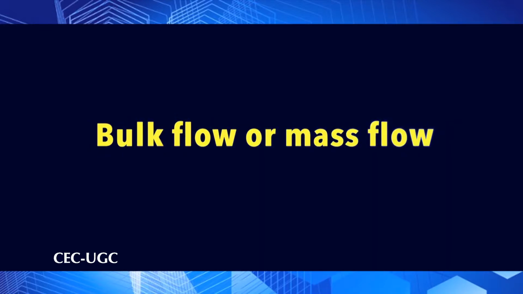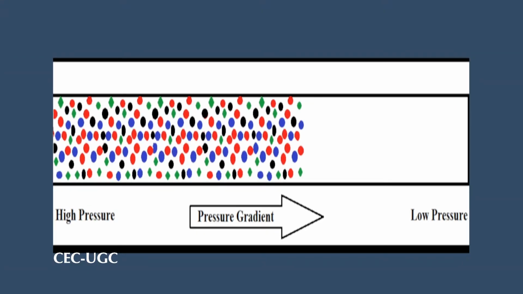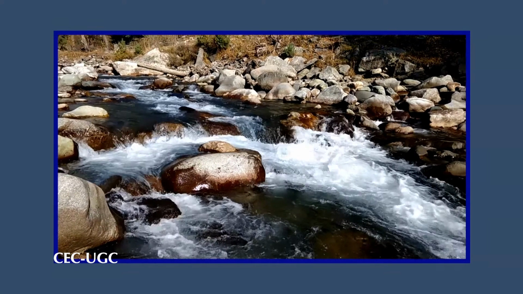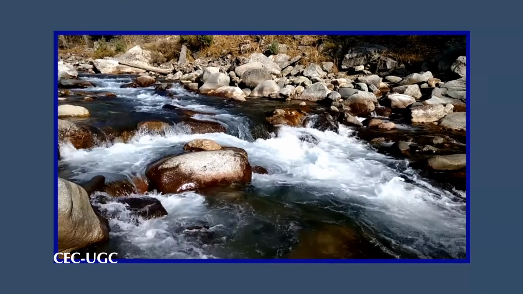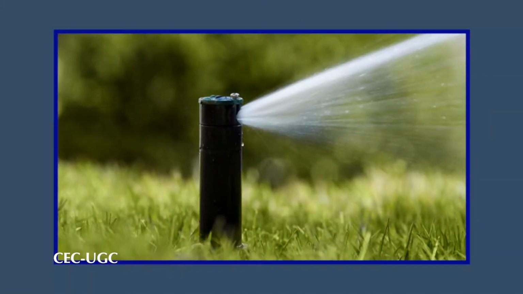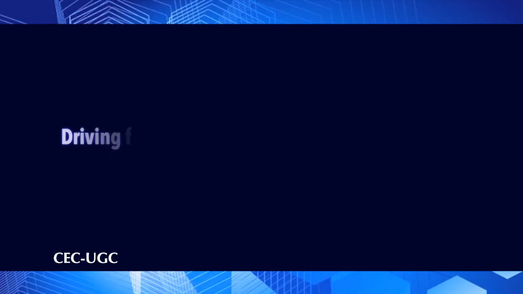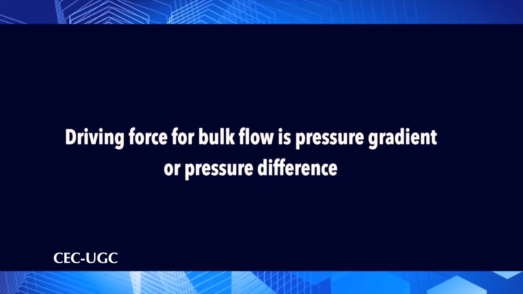Bulk flow or mass flow is the concerted movement of groups of molecules and mass, most often in response to a pressure gradient. For example, a river flowing, water running through the pipes. Bulk flow occurs down a pressure gradient. That is, the driving force for bulk flow is pressure gradient or pressure difference.